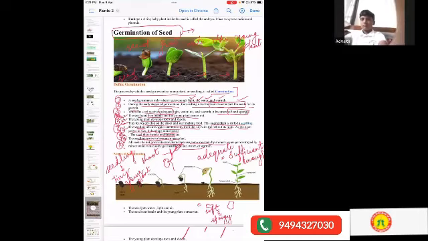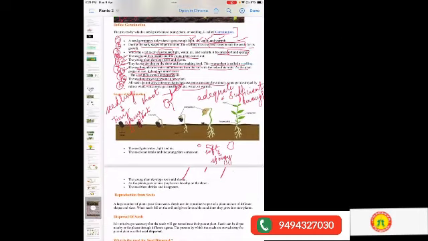So germination of seeds, we are done. You can see the stages are there. In the stages of germination, a very small paragraph is given, but you should not write this paragraph. What you should write is these 10 points. The heading for this will be the stages of germination. This question will be a 5 mark question, to write these stages of germination. So all the 10 points you should write.